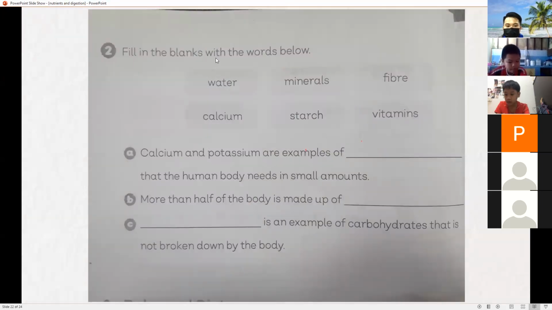Next one. Fill in the blanks with the words below. We have here the water, minerals, fiber, calcium, starch, and vitamins. Calcium and potassium are examples of minerals that the human body needs in small amounts. Minerals. Okay, so the answer here is minerals.